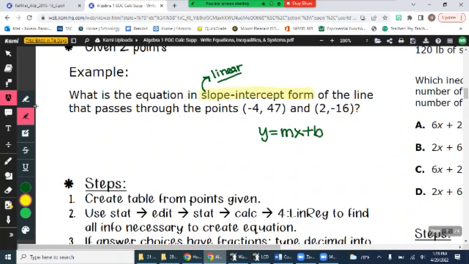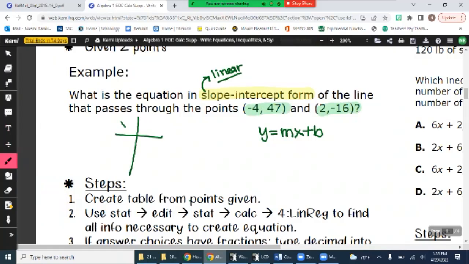Anytime you're given 2 points, what can you do with those 2 points? You can put both of them into stat edit. Now, I highly recommend, and I always say it, I repeat it over and over, put your points in a table before you put them into stat edit. You always have 1 or 2 students that want to put the -4 and the 47 on the same side when they should be separate.